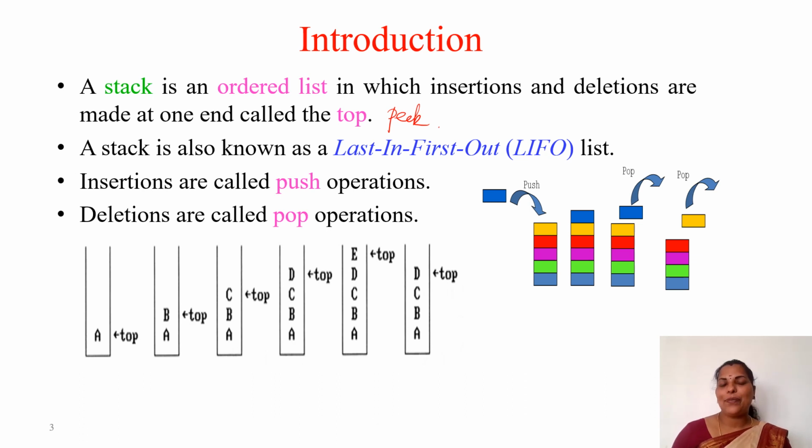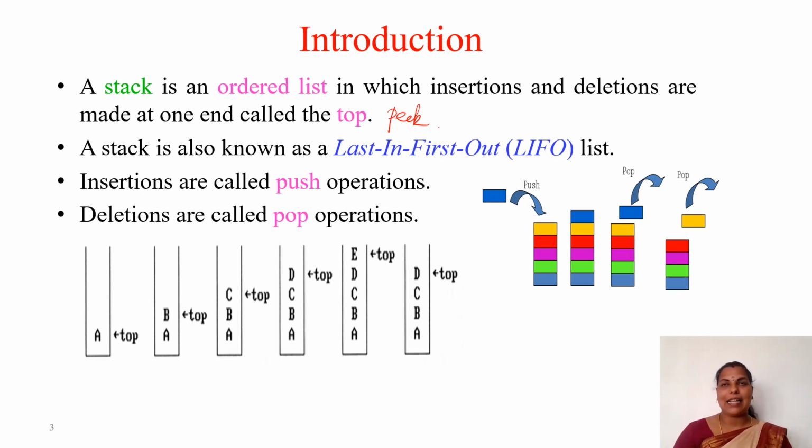And this stack we are calling a last in first out list. Why we are calling it a last in first out list: whichever enters first has to come out last, and whichever enters last has to come out first. Here you can see the bangle. The bangle that entered first has to come out last, and the bangle that entered last has to come out first. So this is one real-time example for the stack data structure.